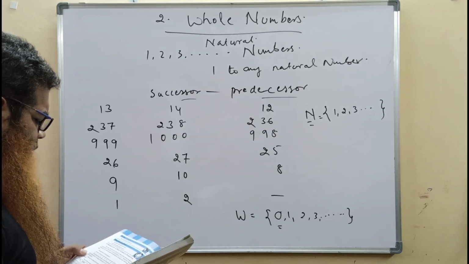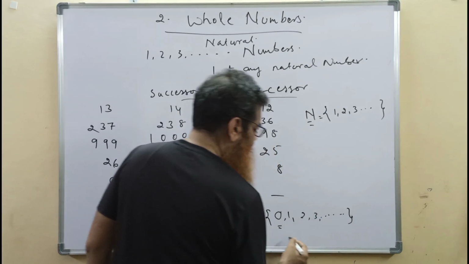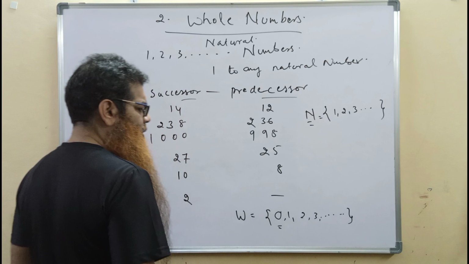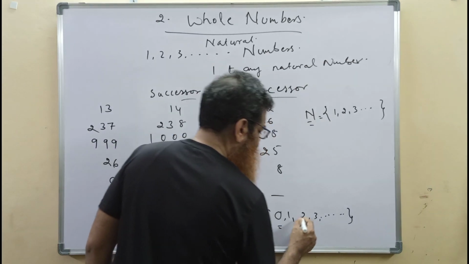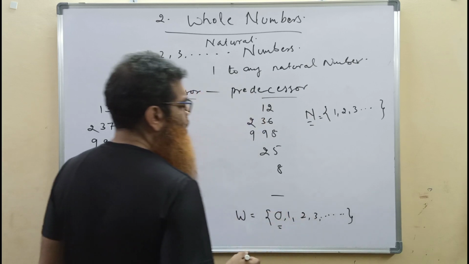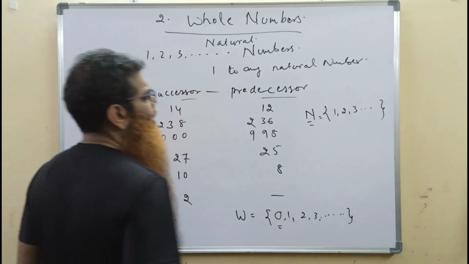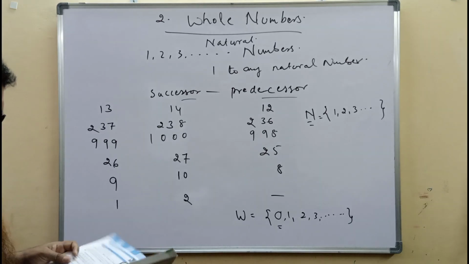Are all natural numbers whole numbers? Yes, all the natural numbers are also in the list of whole numbers. So all natural numbers are whole numbers, but all whole numbers are not natural numbers because 0 is not a natural number. If 0 is included in the list of natural numbers, they are called whole numbers.